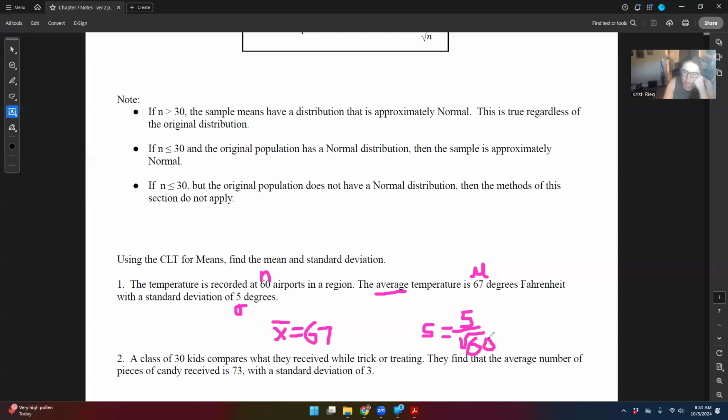Okay, I'm not doing this again, but you at least get the idea of what I'm talking about. X bar equals 67, S equals 5 over the square root of 60. Just leave it like that. You don't need to simplify. You don't need to get it in decimal form. When we get to the longer problems and we start typing it in the calculator, S, which is 5 over the square root of 60, that's exactly how we're going to write it in the calculator. Okay, let's go on to number 2.